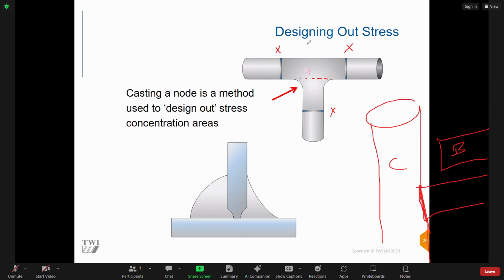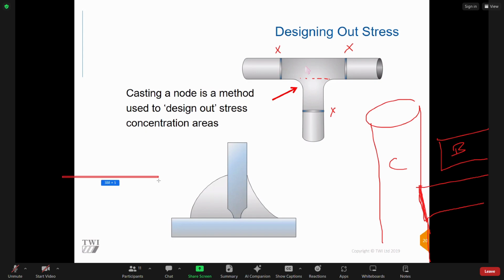Okay. So we don't often see a cast node like that. Although from a fatigue point of view, it would be much better because we're removing the weld from the high stress concentration area. Okay. But cost wins out. So we end up with our weld in our high stress concentration point. Okay. Shape of the weld as well is also very important. And again, we'll see that on Wednesday.